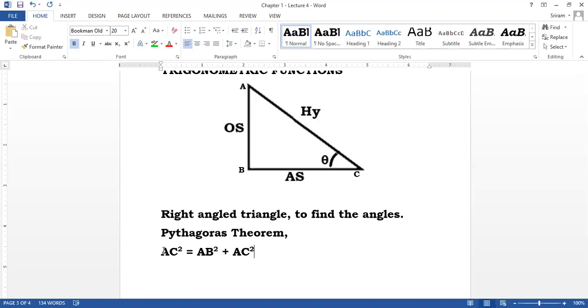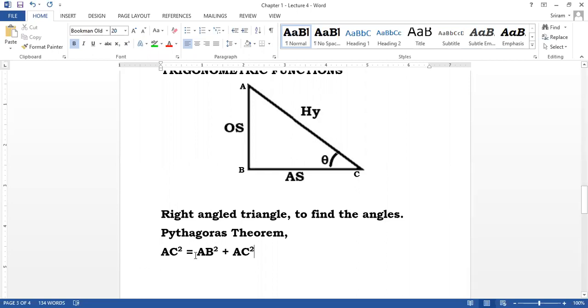When we have a right angled triangle, the largest side is called hypotenuse. The largest side squared is equal to the other two sides squared. One is called the opposite side, one is called the adjacent side. Which is called opposite and which is called adjacent depends on the angle defined.